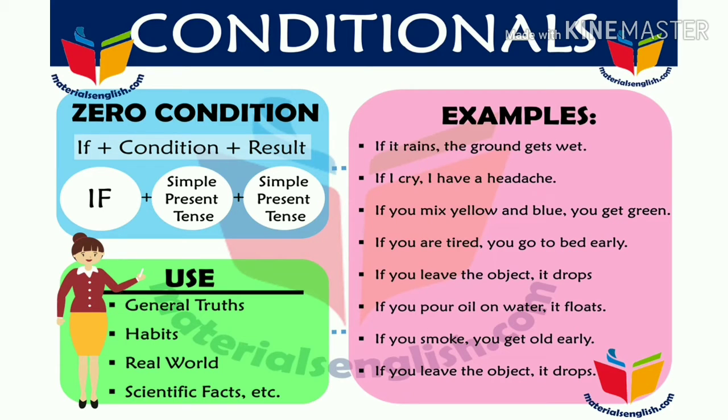Here are some examples. Let's read some of them. If it rains, the ground gets wet. So you have if plus rains, the verb in the present. The ground gets wet. Gets, the verb to get in the present. If I cry, I have a headache. If you mix yellow and blue, you get green. If you are tired, you go to bed early. If you leave the object, it drops. As you can see, all these sentences are composed of if plus condition in the present plus result in the present.